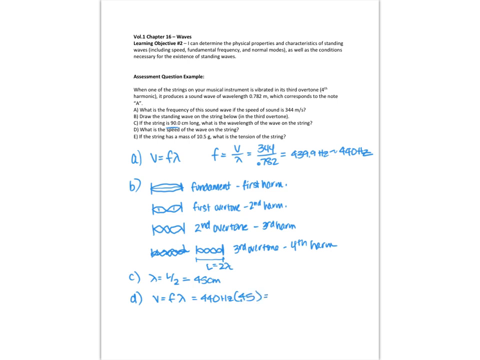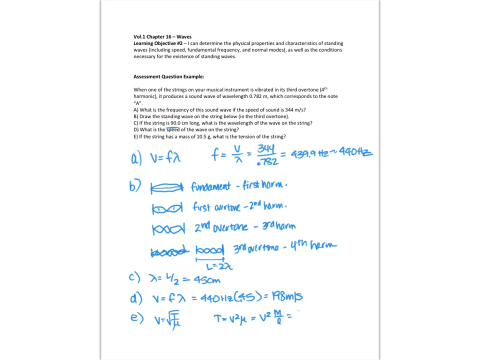And so we get a speed of 198 meters per second. And then finally, we're asked a question like, if the string has a mass of 10.5 grams, what's the tension? That's looking at this relationship between tension and mass distribution. Mu is mass per unit length. So I'm going to rearrange this to solve for tension. It would be V squared times mu. The mu, remember, is the mass per unit length.